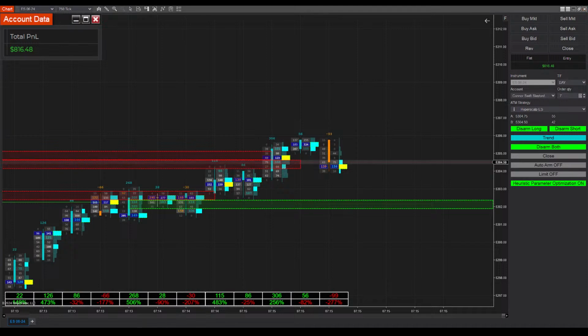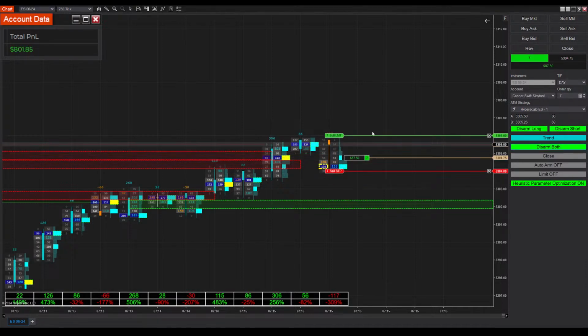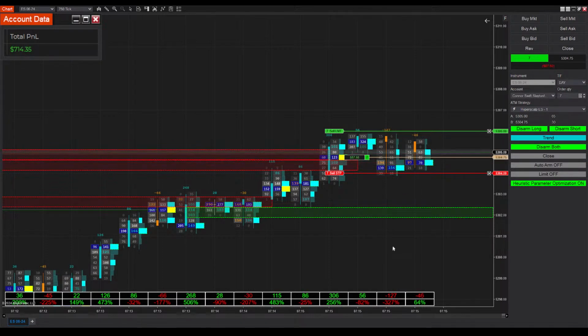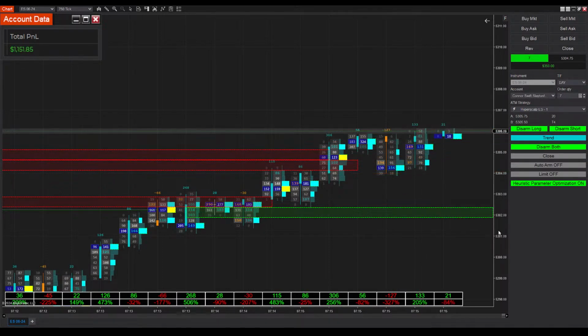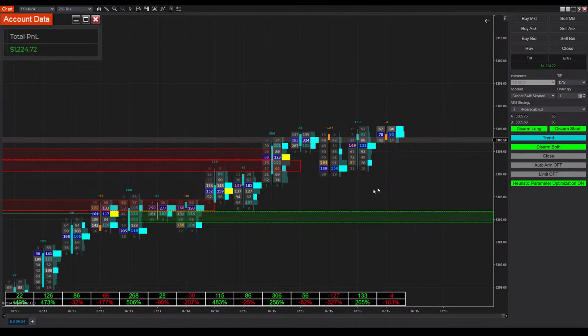Kind of a swift start to the day there. Just got filled into a long trade. We reached our automatic stop chase there. Hopefully we can end up winning. We almost got stopped out right there. Just won that trade. We're up to $1,224 on the day now.